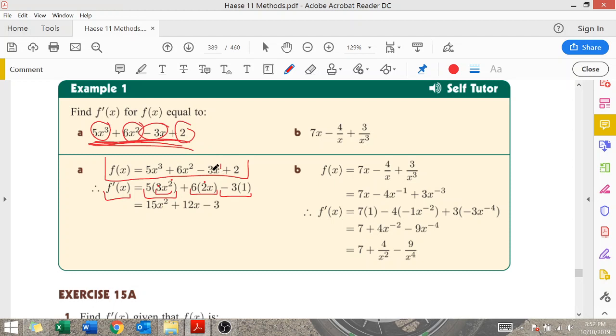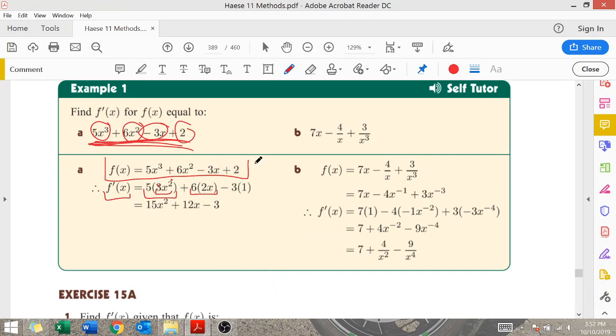So times by the power 1. So we're going to have 1x. Then take the power, 1 take 1 will give us 1 lot of x to the power of 0. Anything to the power of 0 is just 1, so that's where that comes from there.